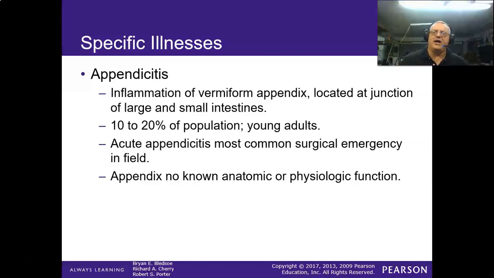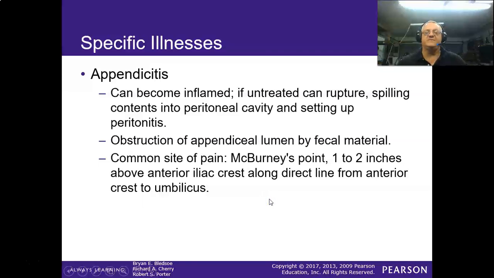This one we get called to a lot because, again, 10 to 20% of the population actually gets appendicitis. And again, it's usually the right lower quadrant. It's a common surgical emergency in the field, and there's no known anatomic or physiologic function for this particular organ. It's thought to be a leftover organ from when we were rock eaters. Okay, so again, if untreated, it can rupture and spill the contents into the cavities. And the common site of pain is McBurney's point.